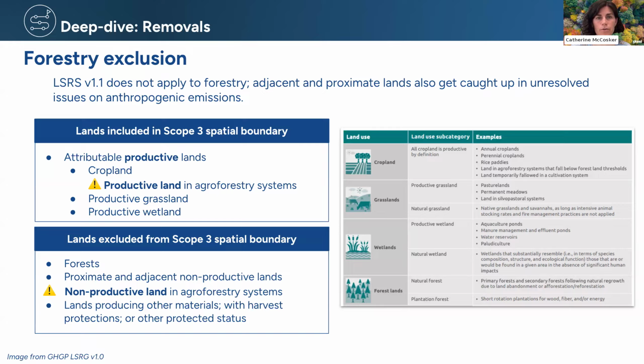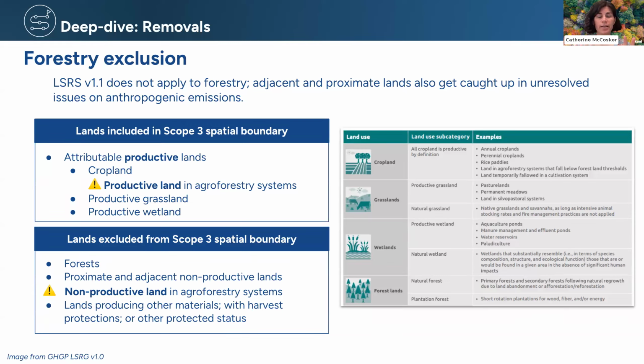The box that excludes forestry in the standard calls out agroforestry as a productive land type and sort of alludes to the fact that that is potentially still includable. But they really sort of double down on this idea of productive land is in scope, non-productive land is not. And the guidance goes into a bit more detail and splits agroforestry systems into productive land and non-productive land.